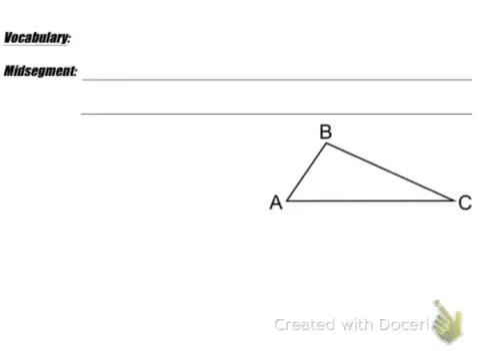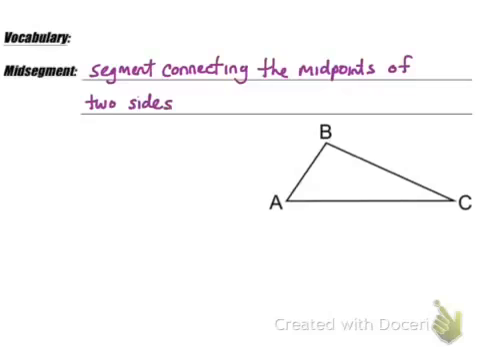Hey guys, in this video we're going to learn about midsegments. A midsegment is a segment that connects the midpoints of two sides. So we'll take triangle ABC for example, and if I were to draw a segment connecting BC and AC, at that point of intersection, we'll call that point E and call the other point F.